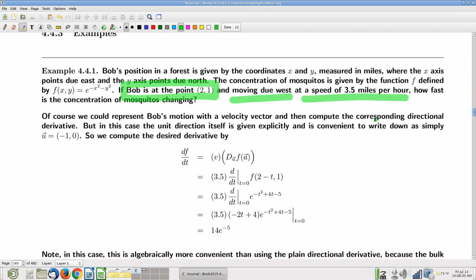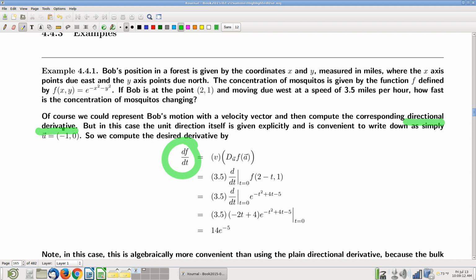So in the scenario I'm interested in, being at a certain point and moving with a certain velocity, I'm not really interested in a unit directional derivative. I want to know the directional derivative. I want to know how fast Bob's experience of mosquito annoyance is changing, in reality, given how he's actually moving. All right, so we want to compute the directional derivative. Now you could do that directly.